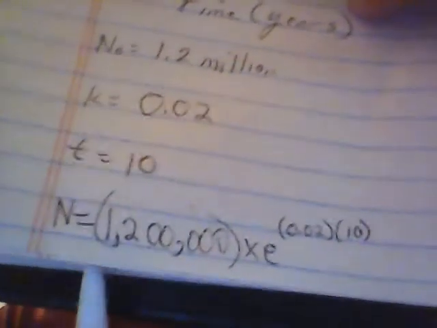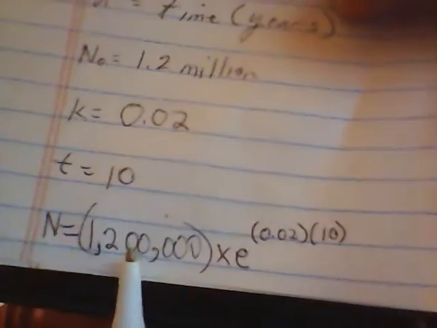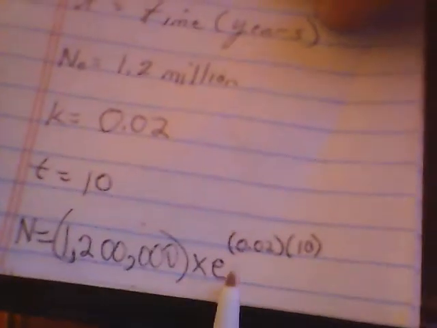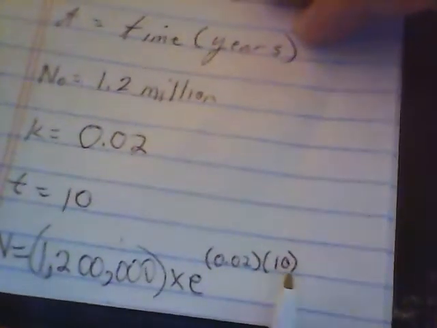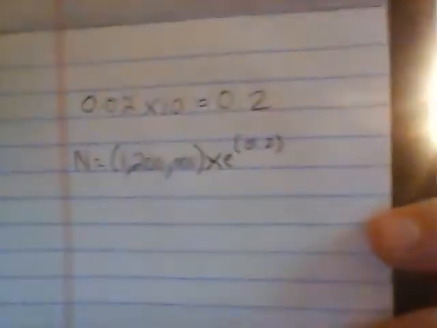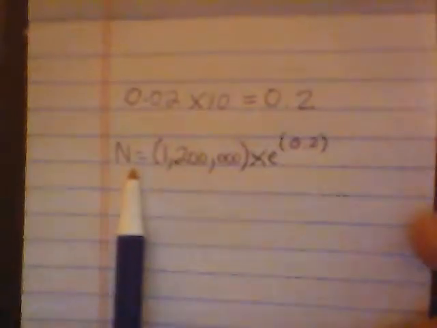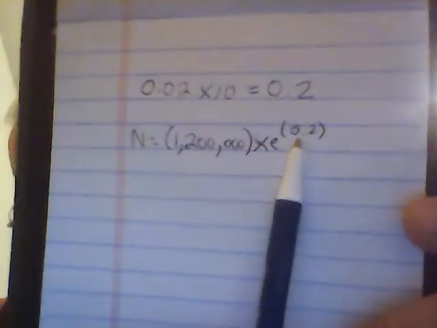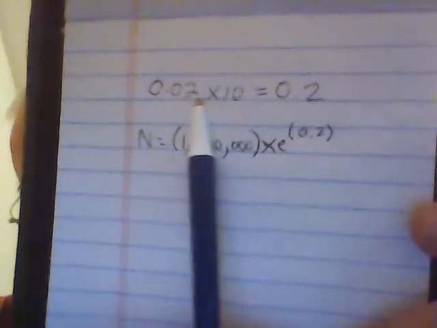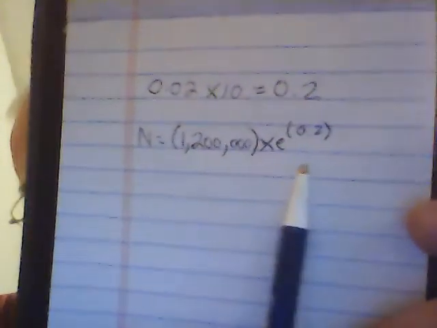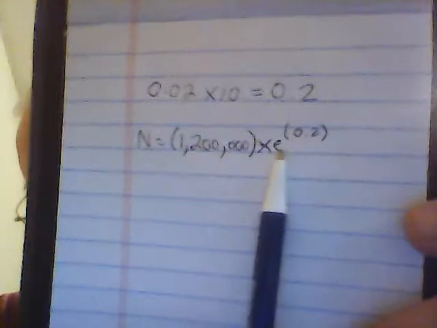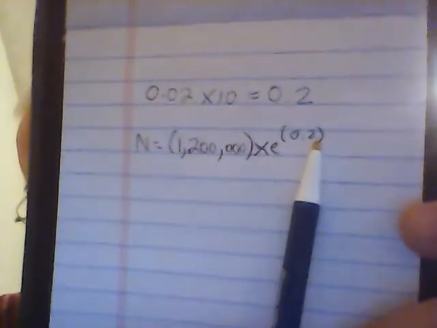I'm doing it slow because there are a few of you that really don't know what's going on. So I'm trying to show you what I changed here. There's nothing different from what I just showed you, except now I've just taken that 0.02 times 10, 0.2, and I put it right there. It's still e to the 0.2. Okay?